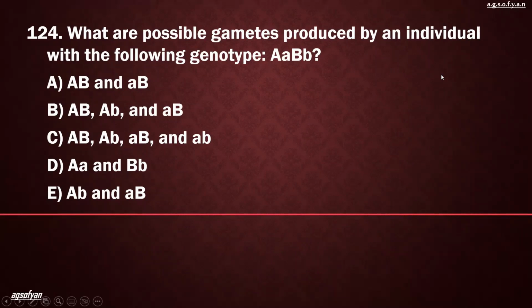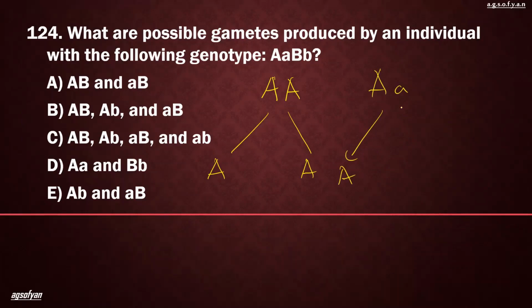Now, about this one: what are the possible gametes produced by an individual with the following genotype, AABB? Let's say I'm going to use one pair of alleles first. If it is AA, then the alleles will separate like this, so the sperm will carry one A, another A. If it is capital A and lowercase a, then the sperm will carry capital A and lowercase a. If it is lowercase a and lowercase a, it's going to separate independently, becoming lowercase a and lowercase a. That is only one.